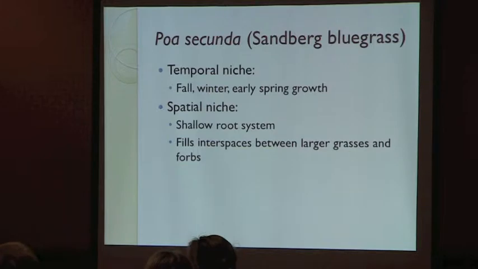So the spatial niche, it has a very shallow root system, and you think about an annual species, well, what niche space does the annual species initially fill? Well, it has to be the very top soil surface. So direct competition there as well. And Poa is kind of a little teeny guy, and it fills the interspaces in between larger grasses and forbs that would otherwise be colonized by invasives.